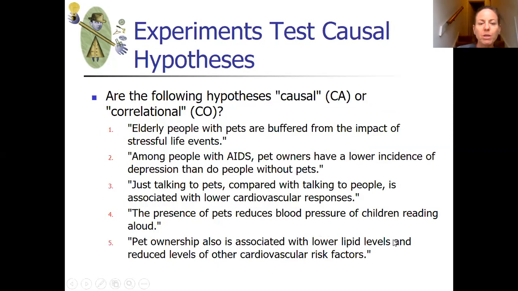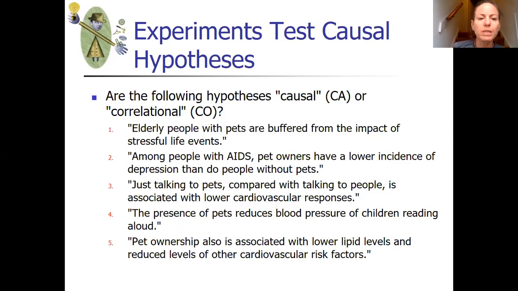Okay, so let's take a look at some of these, and you can pause the video at this point and see whether you can answer these questions. Are the following hypotheses causal or correlational? If we say elderly people with pets are buffered from the impact of stressful life events, what you might ask yourself is, what's causing what here? Is there anything causing anything else?